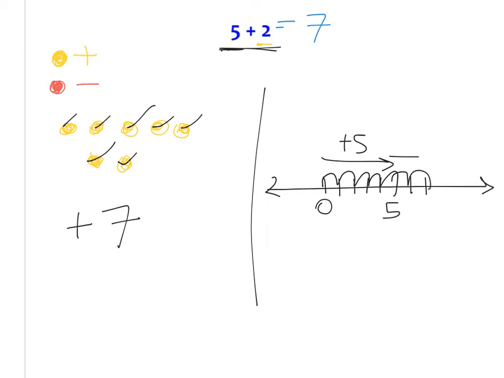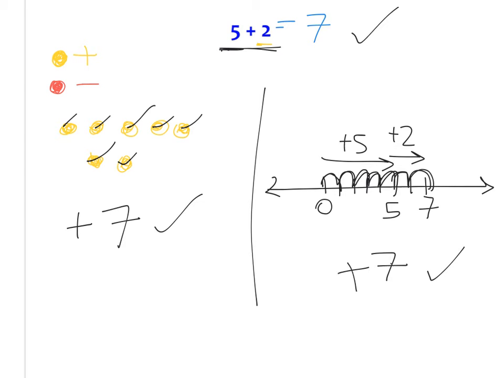1, 2 for an additional 2. So how many spots did I move in total? 1, 2, 3, 4, 5, 6, 7. So already I see all my answers panning out. I had 7 through the integer chips, 7 through my number line, and using my old idea and knowledge of addition, I also got positive 7.